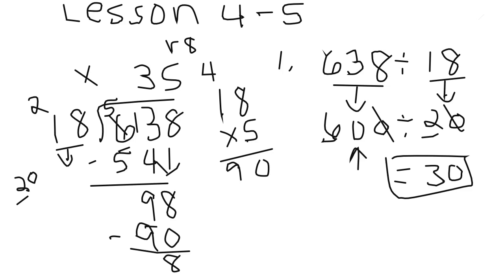Now to do our check, as you probably would remember, we would take the quotient, multiply it by the divisor, and add the remainder, and that should equal the dividend. So you can give that a try.